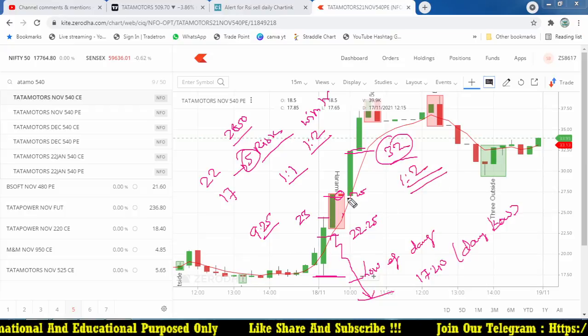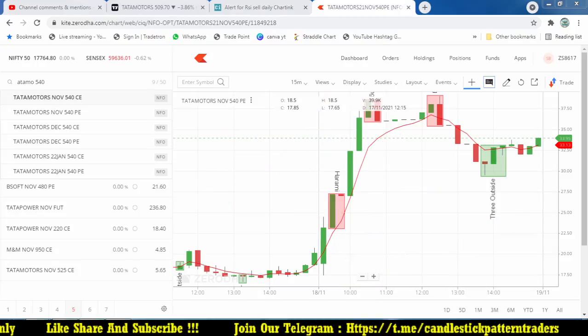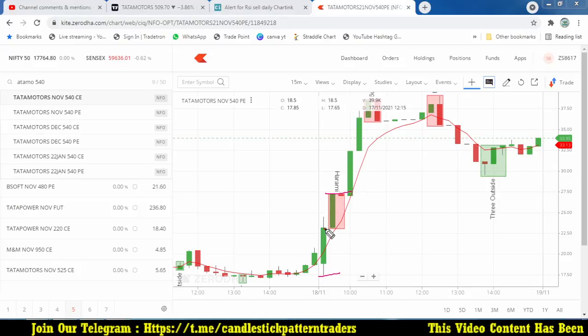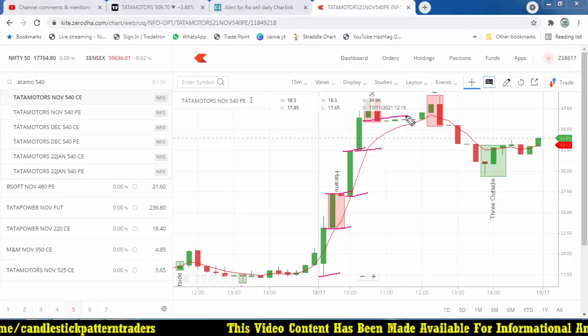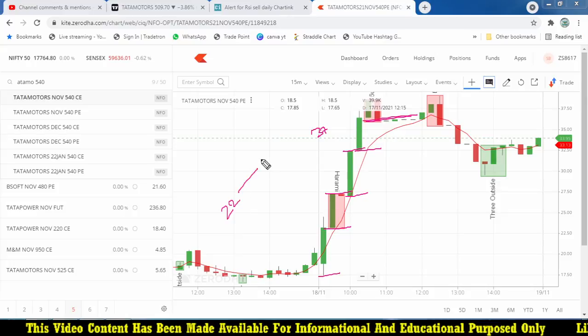If you want to trail your stop loss, you can trail with the recent low. After you are in good profit, you can trail with that. Initially you keep the stop loss here. When the market moves here, you can move the stop loss. Again it moves here, you move the stop loss, and finally you can exit around 37. From 22 that option went to 38.